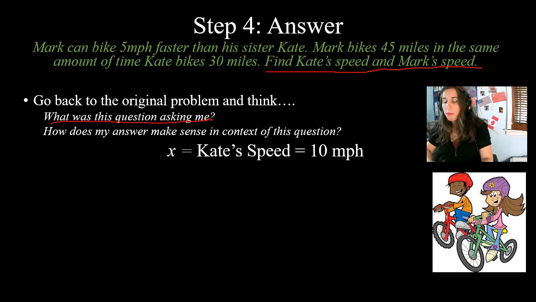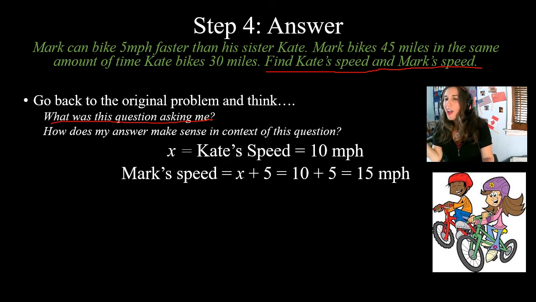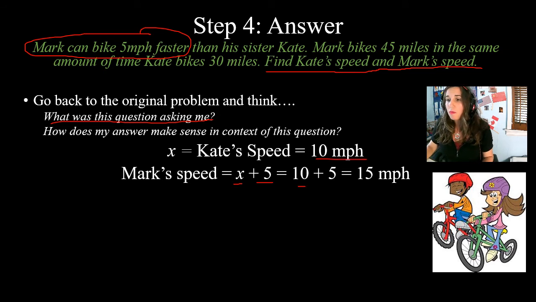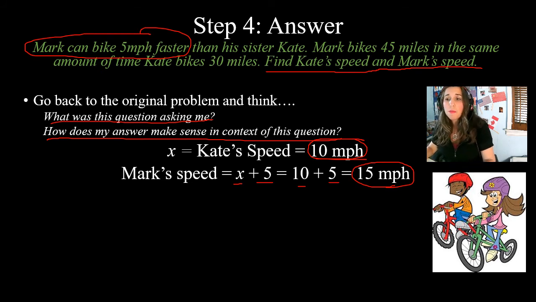So Kate's speed was 10 miles an hour. What's Mark's speed? Oh, yeah. Remember we said that Mark's speed was Kate's speed plus 5 miles an hour more because he can bike 5 miles per hour faster. So we said Mark's speed was x plus 5. So if x was 10 miles an hour, we add 5 to that, and that gives us 15. So now we have Kate's speed and Mark's speed. And then we need to think, how does my answer make sense in context of this question, right? And that's pretty reasonable. Those are pretty reasonable miles and rates, I should say, for people to be biking.